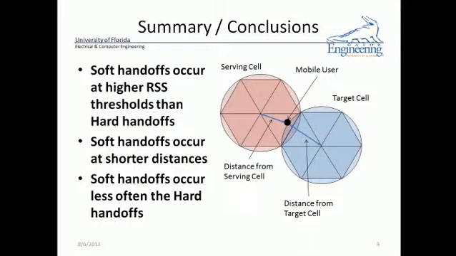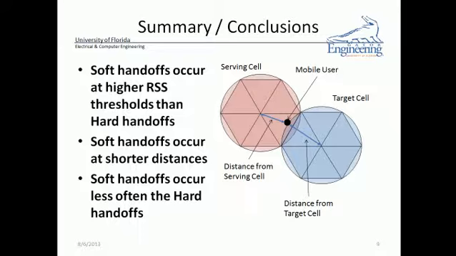So in conclusion, the soft handoff occurs at a higher RSS threshold than the hard handoffs. The soft handoffs also occur at shorter distances. And the soft handoffs also occur less often than the hard handoffs.